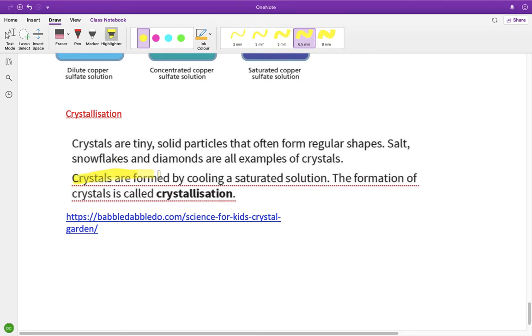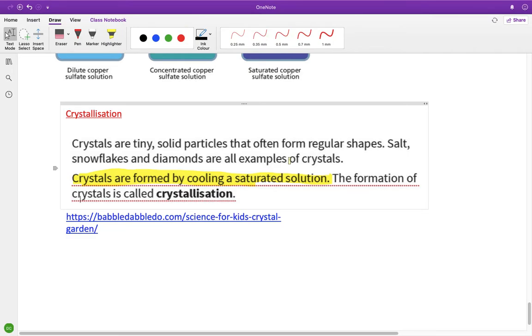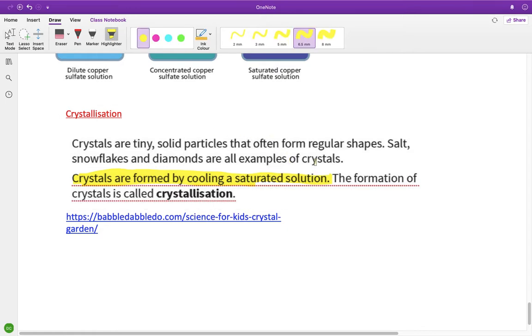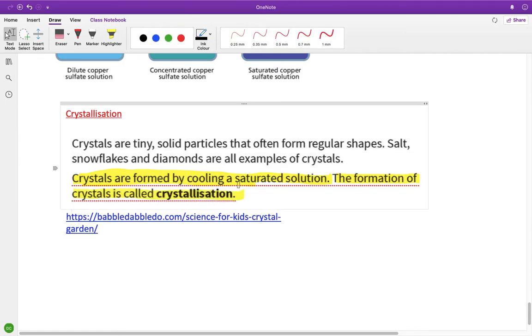So crystals are formed by cooling a saturated solution. Okay, so if you have a solution that is saturated, which means it can't take any more of the solute, so like that salt, remember he put the salt in, heated it up, and then he still had a couple of crystals at the bottom, so he filtered them off. So the solution was saturated, couldn't take any more salt. He then put it into the freezer, reduced the temperature, and the salt crystals reformed. Okay, that is because the liquid had cooled and could no longer dissolve the same quantity of salt. So you get crystallization.